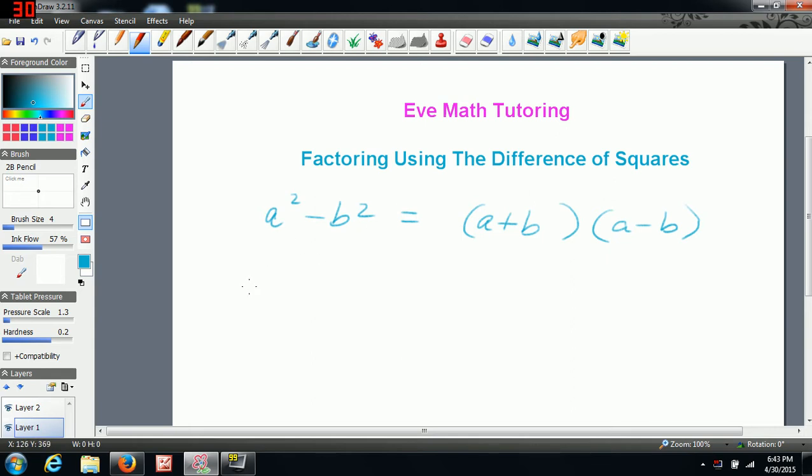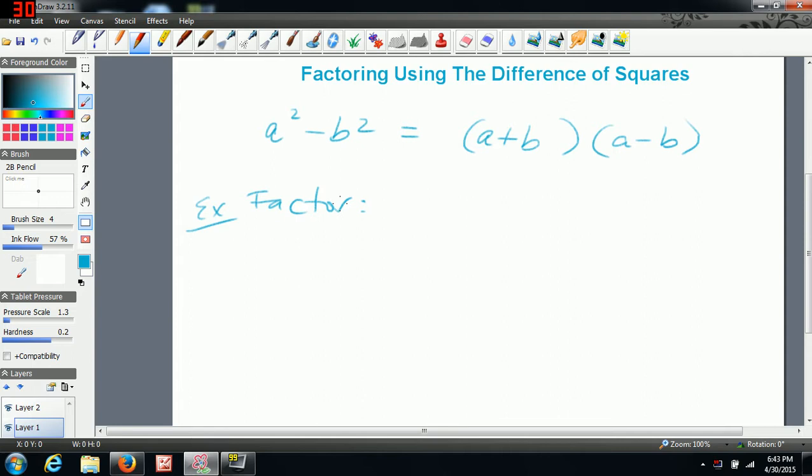So say you were asked to factor the following. If you were asked to factor 4x squared minus 9, then this could be written as (2x) squared minus 3 squared. So what you want to do is see if you can write the question in this form, a squared minus b squared. In this case we can, because we can put it as (2x) squared and then 3 squared.